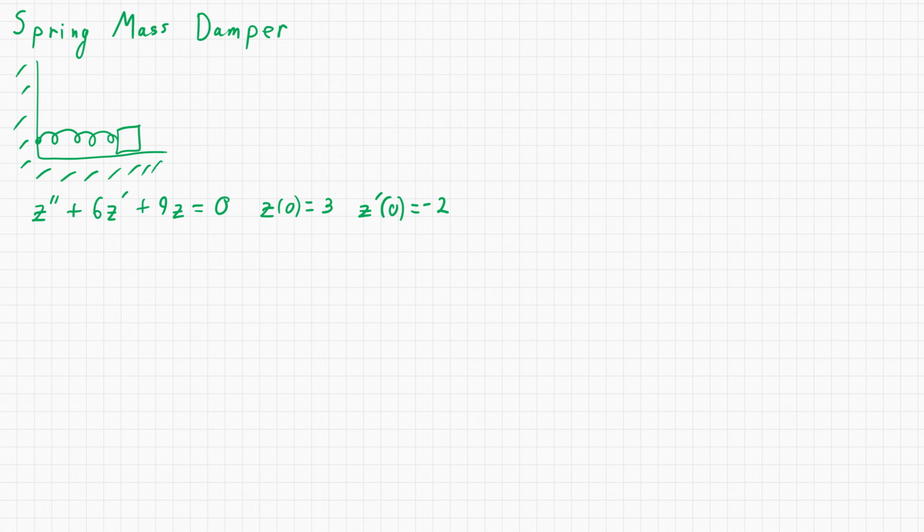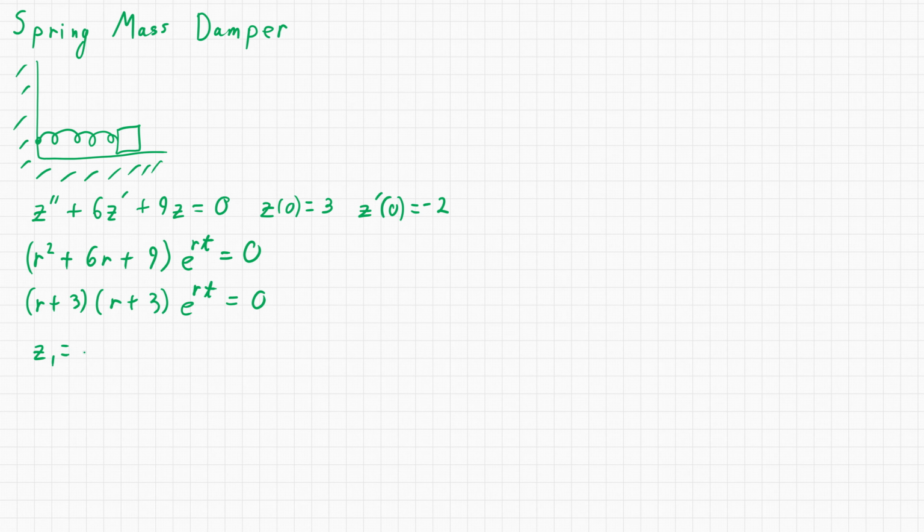So let's just go ahead and solve. So normal guess, we guess z equals e to the rt. So if we do that, we end up with r squared plus 6r plus 9 times e to the rt equals 0. And then this factors into r plus 3 and r plus 3 times e to the rt equals 0. All right, so then z1 equals e to the negative 3t, and z2 equals t e to the negative 3t.